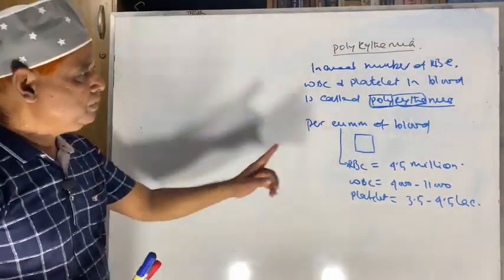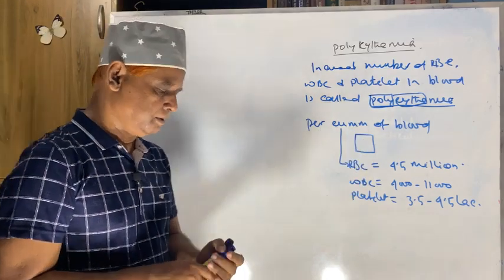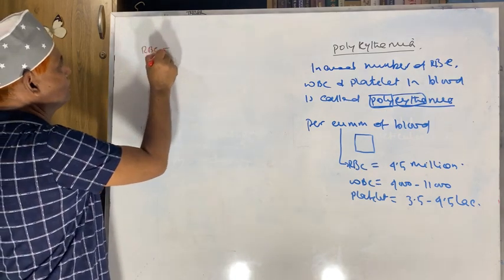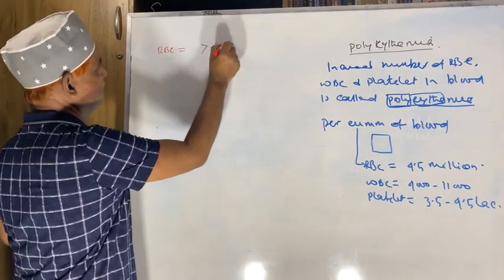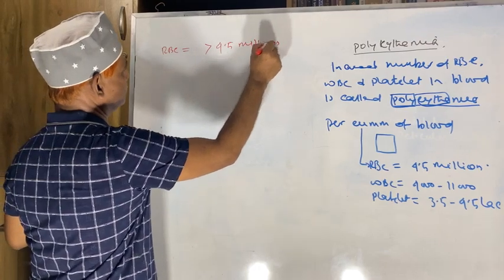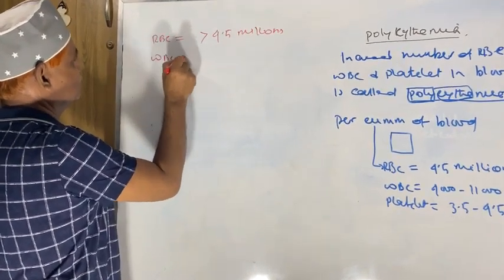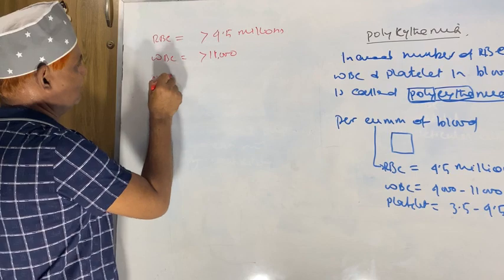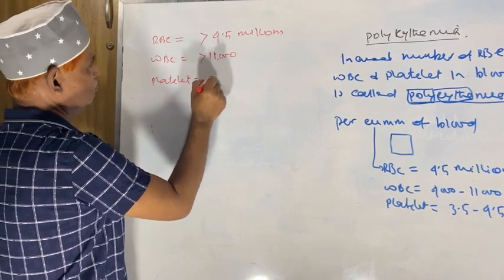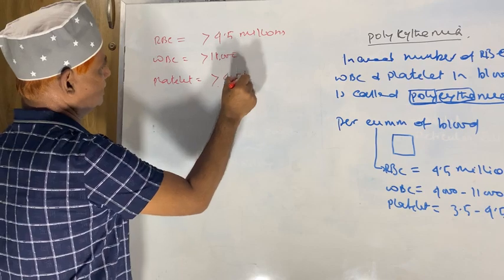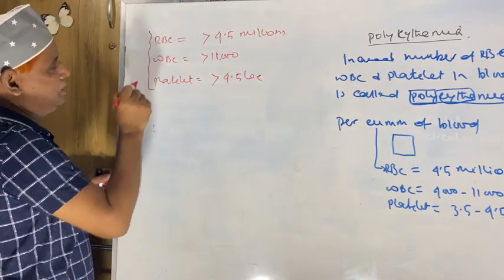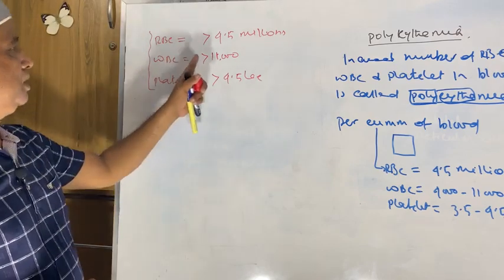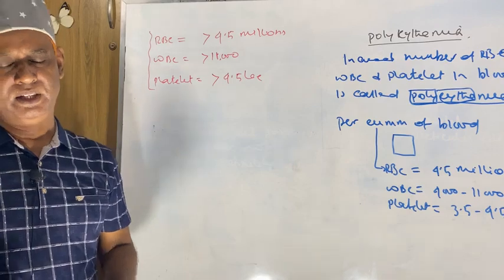If in this 1 cubic millimeter of blood, RBC is more than 4.5 millions, WBC more than 11,000 and platelet more than 4.5 lakh, by definition it is called polycythemia. So in polycythemia, RBC, WBC, platelet, all the cells are increased.